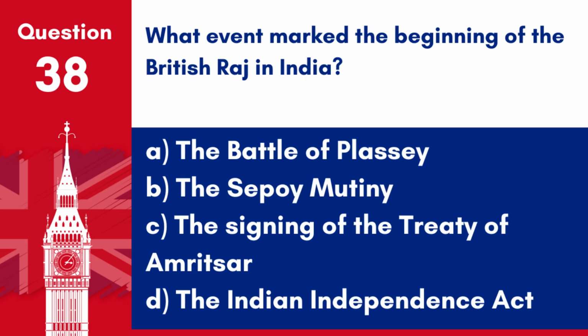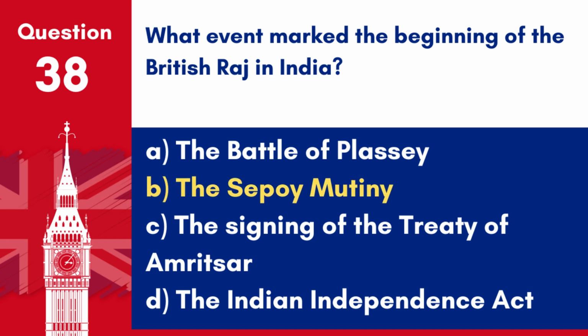Question 38. What event marked the beginning of the British Raj in India? A. The Battle of Plassey. B. The Sepoy Mutiny. C. The signing of the Treaty of Amritsar. D. The Indian Independence Act.